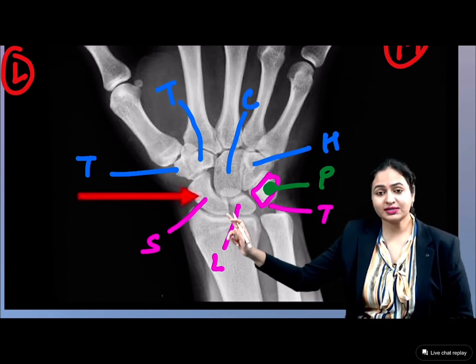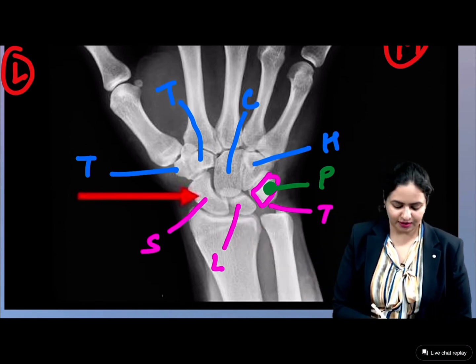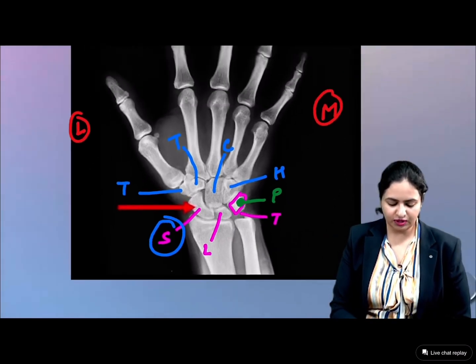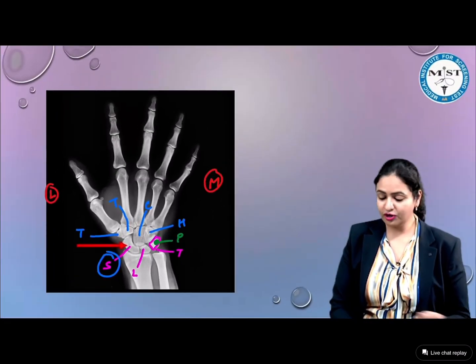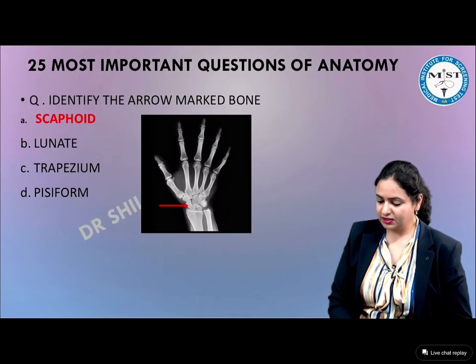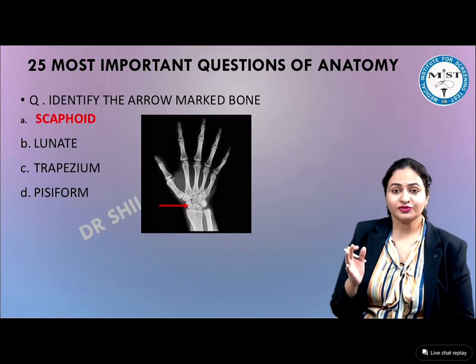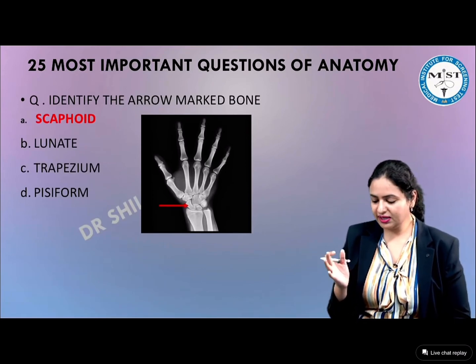And now when we see the arrow over here, the arrow is on the scaphoid. So now we know that this is the scaphoid bone, and the answer to this question is scaphoid. Yes, very right, Isha Singh.